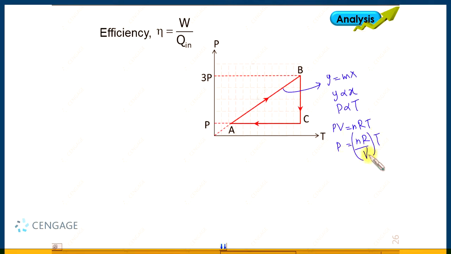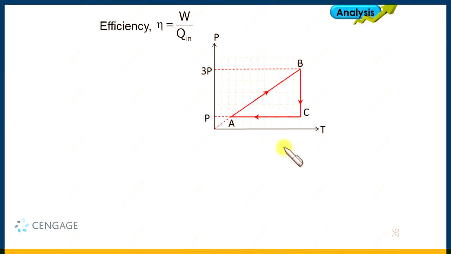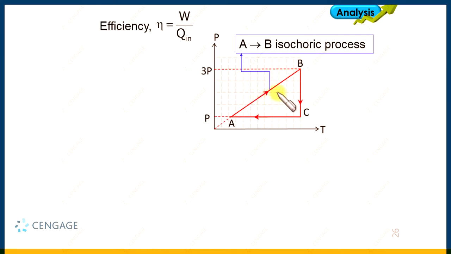That means if V is constant, here also P is proportional to T. That means we will have the same line if V is constant, and if V is constant, the process is called the isochoric process. That means this process, that is the A to B process, is the isochoric process, and in the isochoric process we know work done is equal to 0.